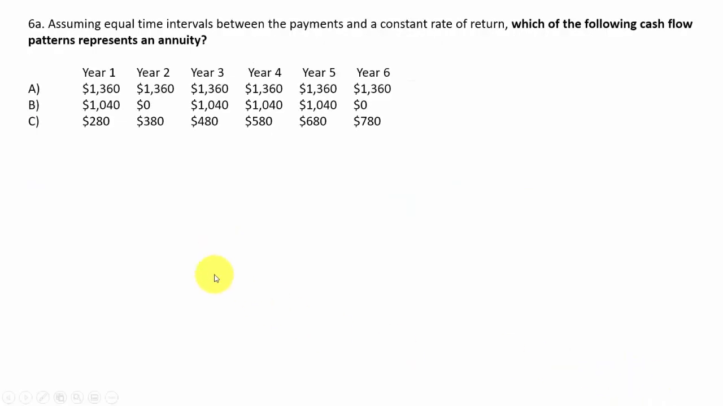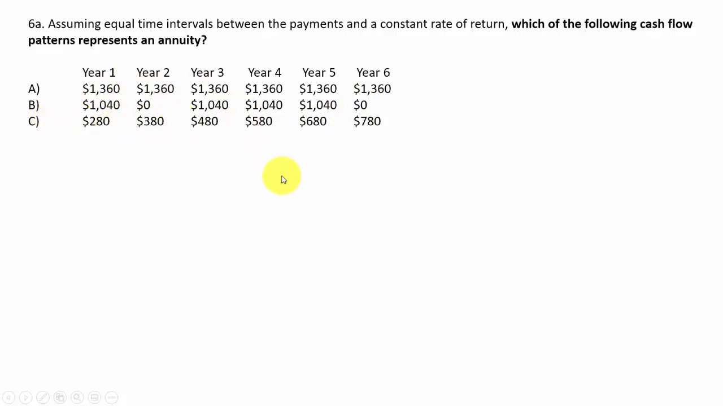Our next question: assuming equal time intervals between the payments and a constant rate of return, which of the following cash flow patterns represents an annuity? Remember, we said an annuity is a series of equal payments. So here's A. We've got equal payments each year of $1,360 for 6 years. Here's B. We've got equal payments, but we don't get a payment in year 2 or in year 6. And then finally there's C, where we have payments that are unequal.